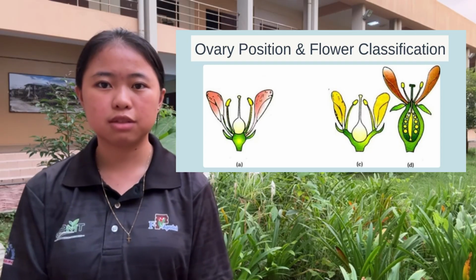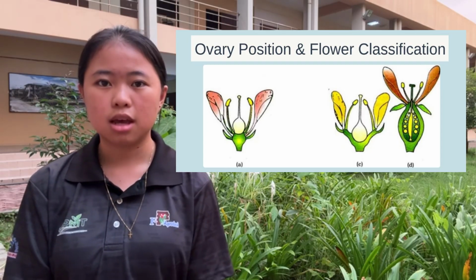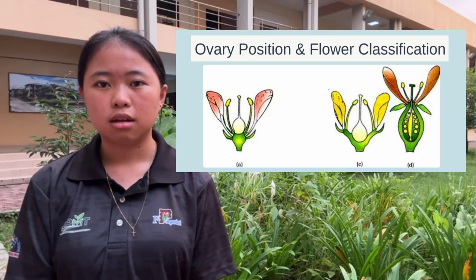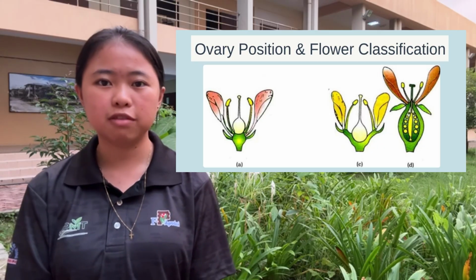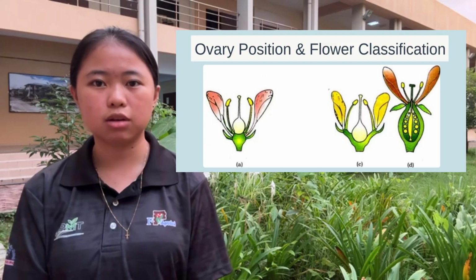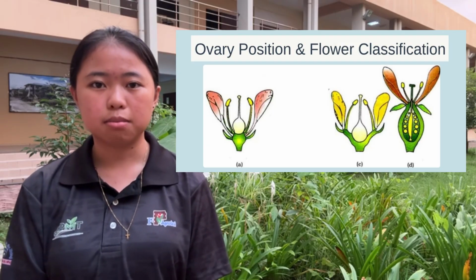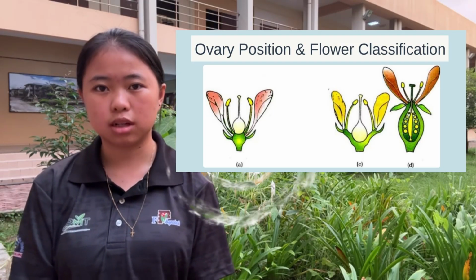We also categorize flowers by their sexual composition and wholeness. Perfect and imperfect. Perfect flowers have both male and female organs, while imperfect flowers are unisexual.